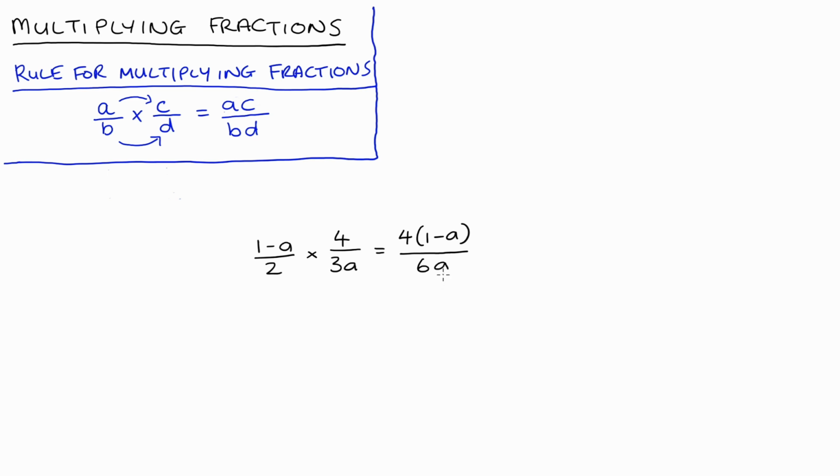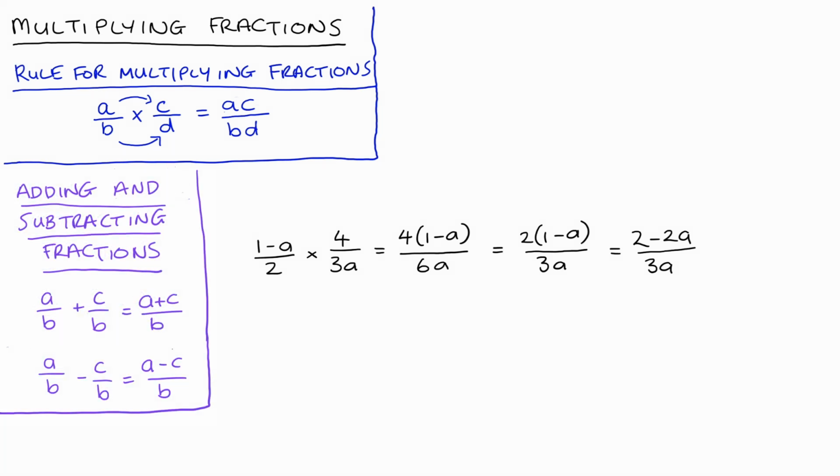I can simplify this a bit with the 4 and 6, since 2 goes into both of those numbers. So if I divide the numerator by 2, 4 divided by 2 is 2. That's times (1 minus a), and on the denominator, well, 6 divided by 2 is 3, so 3a. Now, I will note, just in relation to this last term, if we opened up the brackets, so we got (2 minus 2a) all over 3a, well, this is a good time to discuss the differences between multiplying fractions together and adding and subtracting fractions from one another.